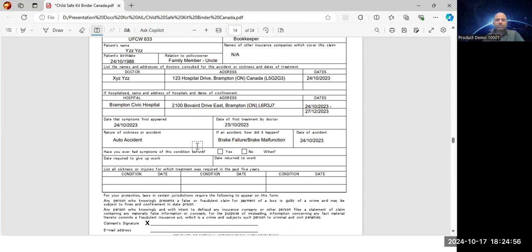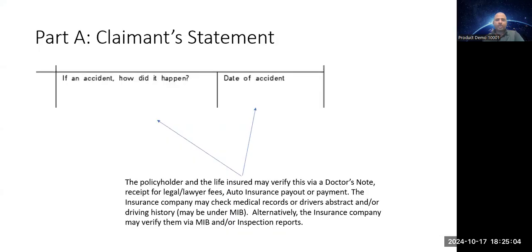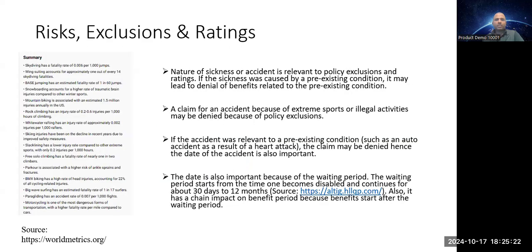All right. So have you ever had symptoms of this condition before? Yes or no? As well as when? Before we move on to that question, I want to emphasize that the dates are very important when it comes to your claim form as well as the APS. Should there be any discrepancy, your claim may be delayed or even be denied altogether.